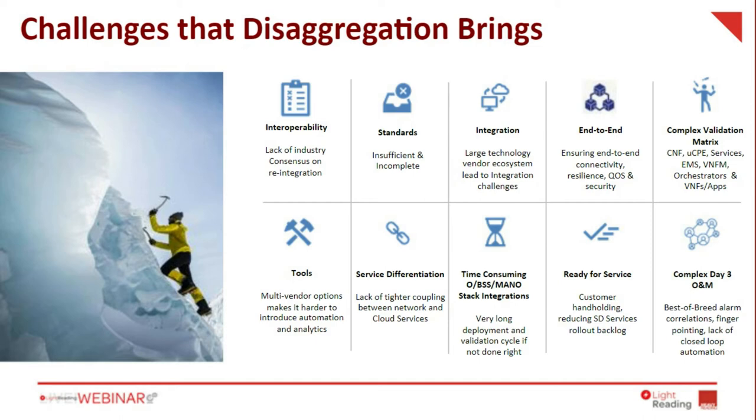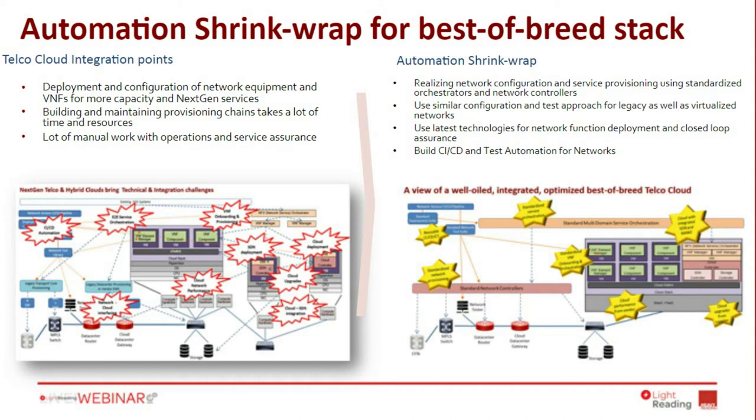So how do we minimize the complexity of disaggregation? As we all know, and I'm sure the audience attending this webinar experiences in their daily jobs, when you look at a best-of-breed stack, you're looking at a lot of challenges coming from the integration points, and a lot of manual configurations are needed. So the idea here is that I need to minimize human-to-machine interaction. We need to build accelerators. We call them accelerators, but rather they are toolings.